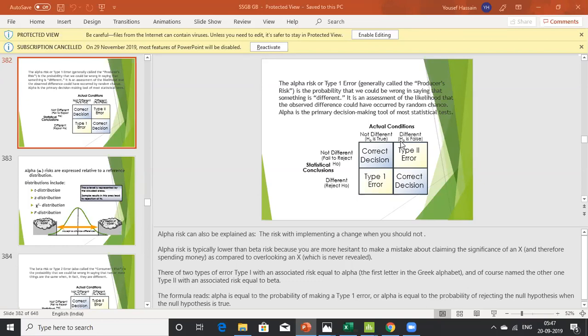Right? Did you get that? Okay, not different. True, different. It's false. Correct. Not different. Not different. Different. Okay.